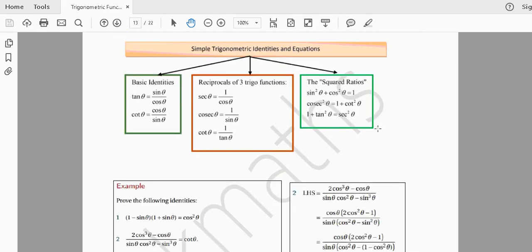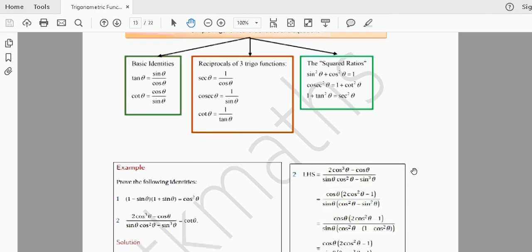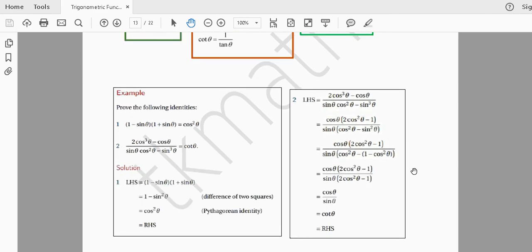Then after that, some trigonometric identities I have written here, which you should know by heart. A few are given to you in the formula sheet and a few are not, so you should know these by heart. And then I have taken two examples here to prove identity. You can see it.